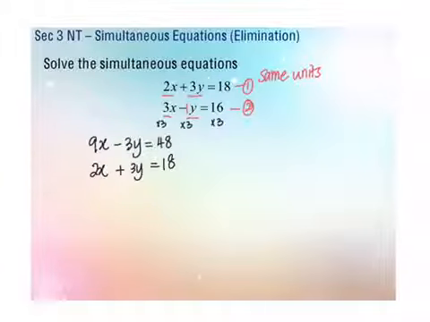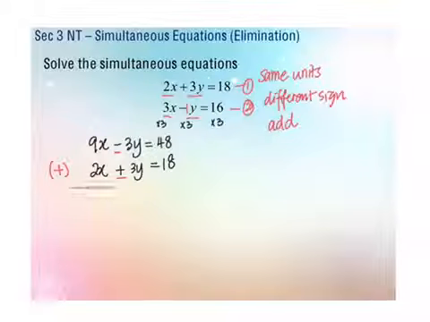Now we have the same units, but the signs are different. So same units, different sign, I will need to add them up. So I'm going to do an addition. Now when we are doing addition, all the signs do not change. So I'm going to add all the terms up here. 9x plus 2x, that will be 11x. Minus 3y plus 3y, there will be no more y.